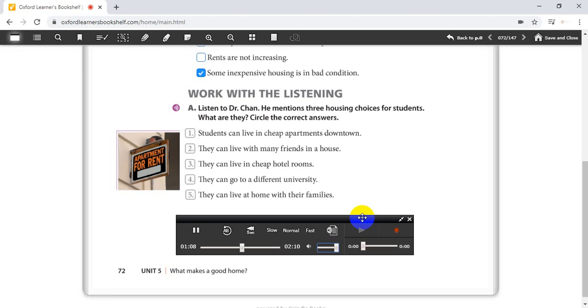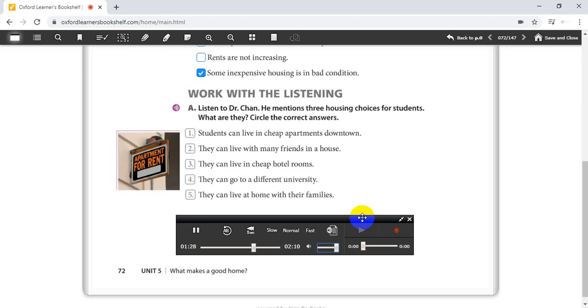So what is another choice for students? Well, some other students share houses near campus with friends. These houses are in safe neighborhoods, but they are expensive and they are very crowded and noisy. Students can't study at home, and sometimes they can't get enough sleep.